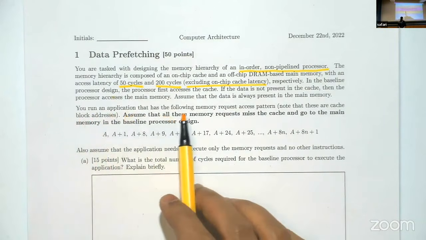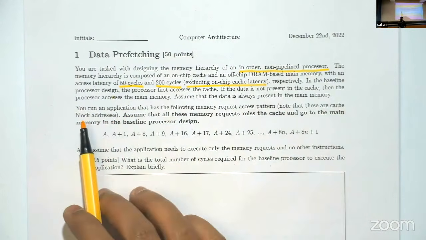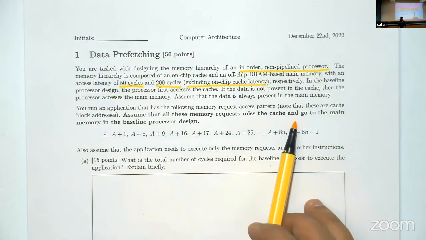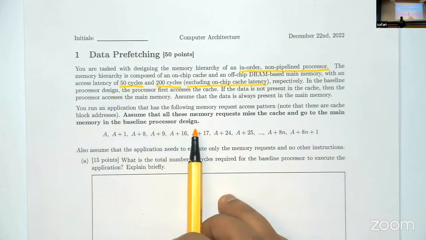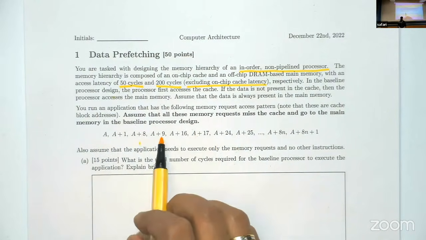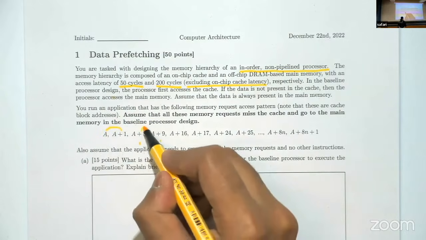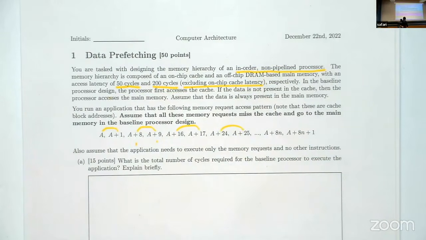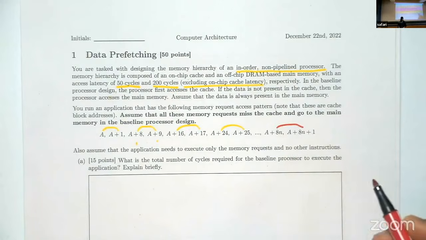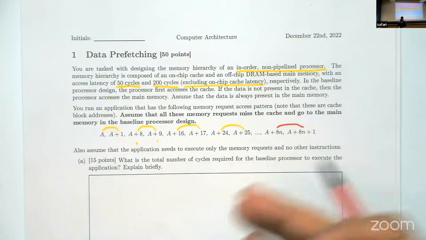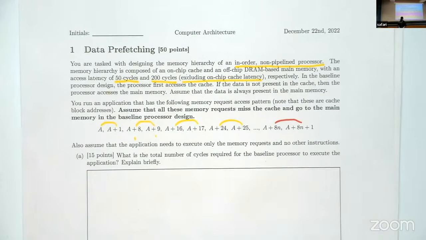Now you run an application that has the following memory request access pattern. Note that these are cache block accesses, not just raw addresses. Assume that all the memory requests miss the cache hierarchy and go to the main memory in the baseline processor design. The pattern looks like A plus 1, then A plus 8, A plus 9. You can see these are pairs. Then A plus 16, A plus 17, and so on, up to A plus 8n and A plus 8n plus 1. Also assume that the application needs to execute only the memory requests and no other instructions for the course of this question. So here are the questions.